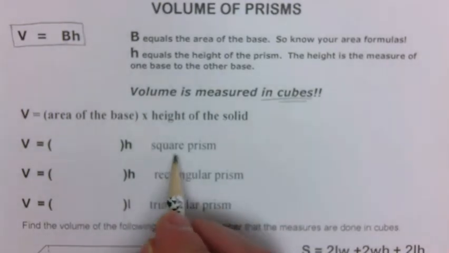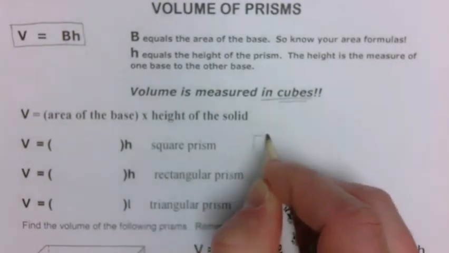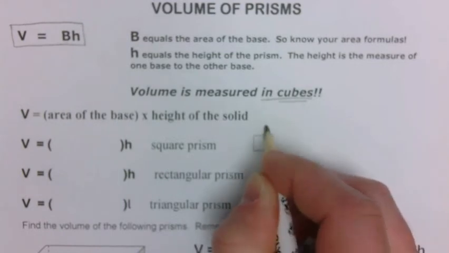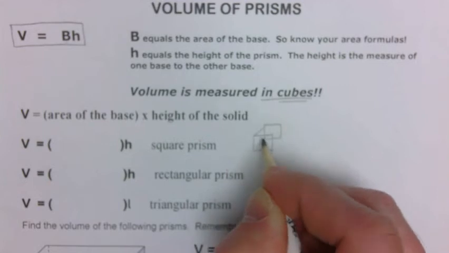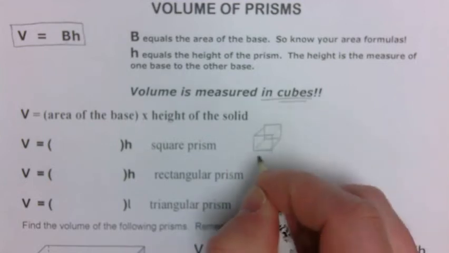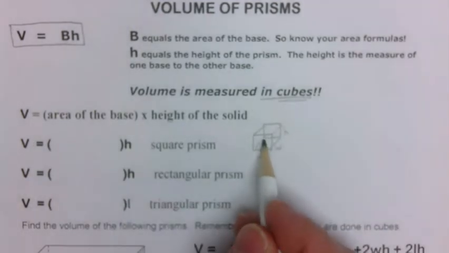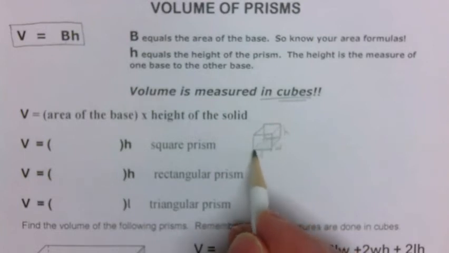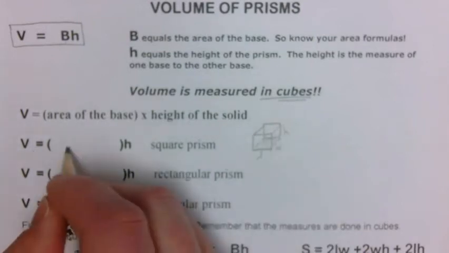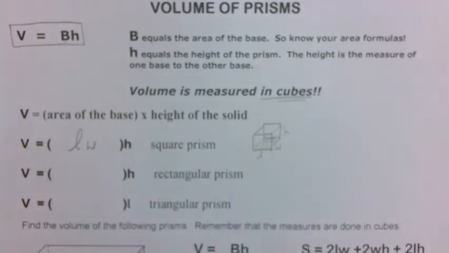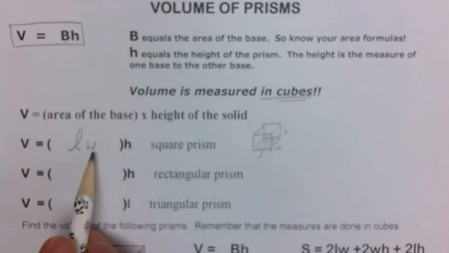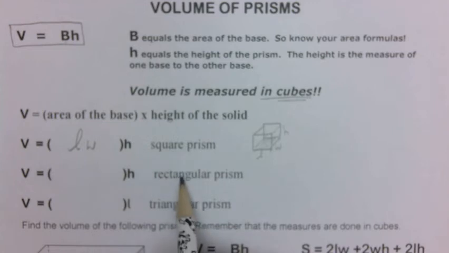If we're working with a square prism, also known as a cube, I'll try to draw a picture of a cube. It looks something like this. We know that a cube has dimensions called the length, the width, and the height. To get the measurement of this base down here, I have to do the length times the width. So to get the volume, I'm just going to do the length times the width and then multiply it by the height. So volume equals length times width times height for a square prism. A square prism, a cube, is just a special rectangular prism. So the rectangular prism is also going to be length times width times height.